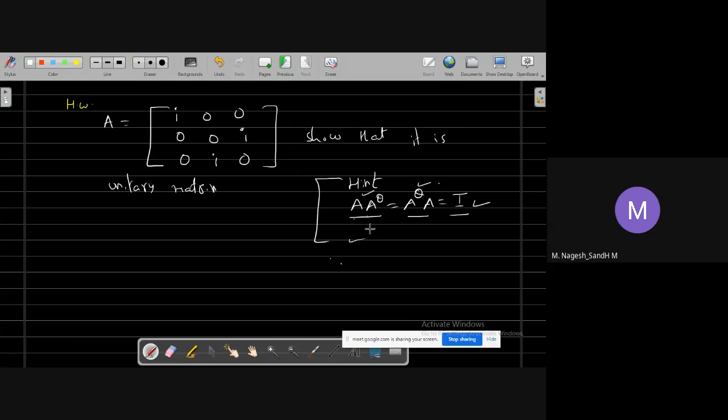Is there any doubt? Boys and girls, no, sir. Okay, this is a hint for the problem. Do these two: A into A power theta and A power theta into A. In both cases you have to get identity. Then it is unitary.